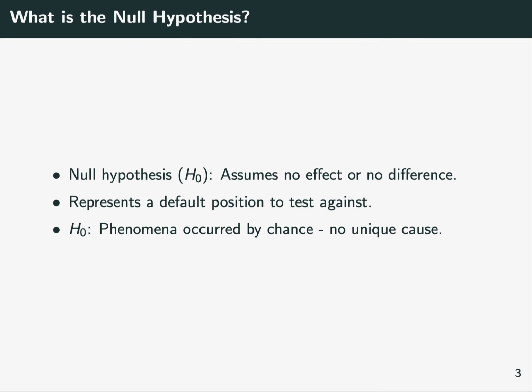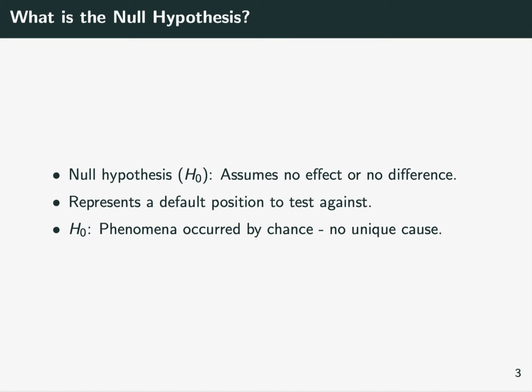Remember that the idea of a hypothesis test is that we look at a set of evidence and wonder, how likely is this evidence to have occurred or been generated by chance alone? And if it was generated by chance alone, then we would accept the null hypothesis. Nothing was going on. But if it wasn't generated by chance alone, we're going to reject the null hypothesis. It is a default position to test against.